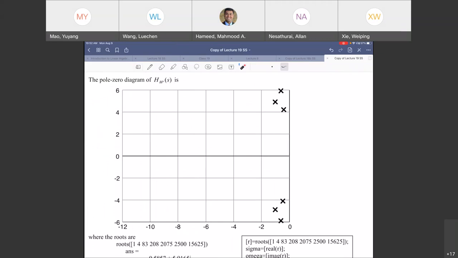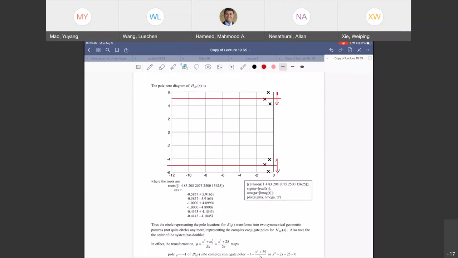What is the center frequency of our desired band pass filter? 5. Look at where these are. 5. Negative 5. The vertical axis is the omega, right? What is the bandwidth? 2. You've designed a band pass filter that resonates at 5 radians per second with a bandwidth of 2 radians per second. Each pole shooting off to 2 poles.